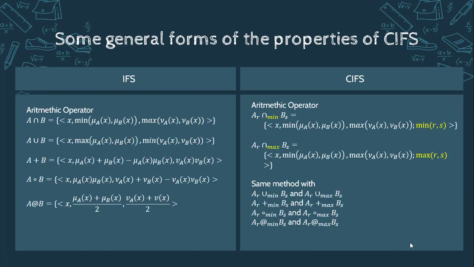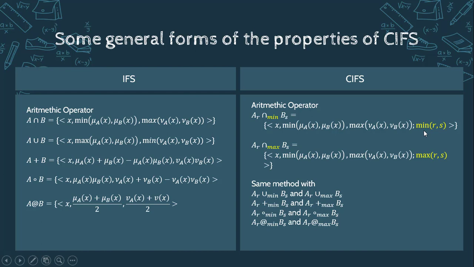Okay, next is the arithmetic operator. On the left side, in IFS, there are five operators: intersection, union, plus, circle or product, and then add is min. In CIFS, we can define two types of each operation. As an example, this is the intersection. In IFS the intersection is just one, but in CIFS there are two operations: intersection min or intersection max, which affects the radius.